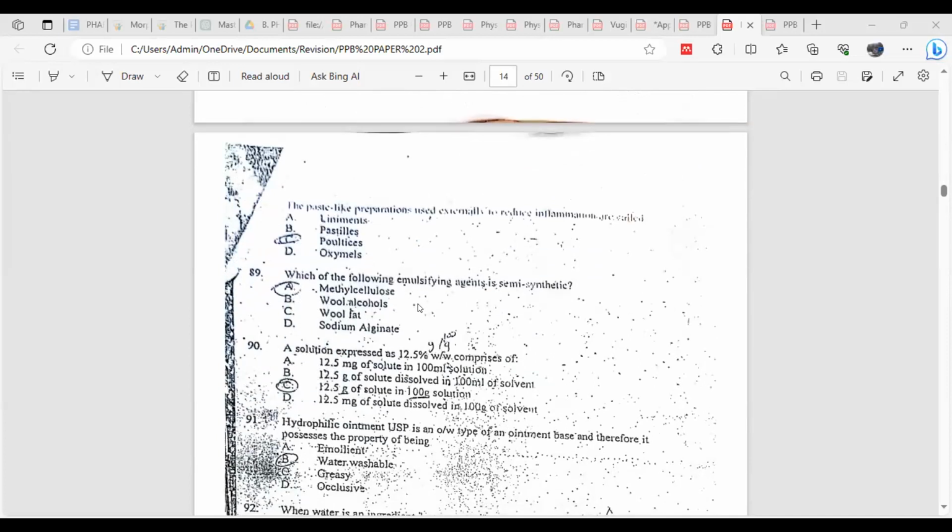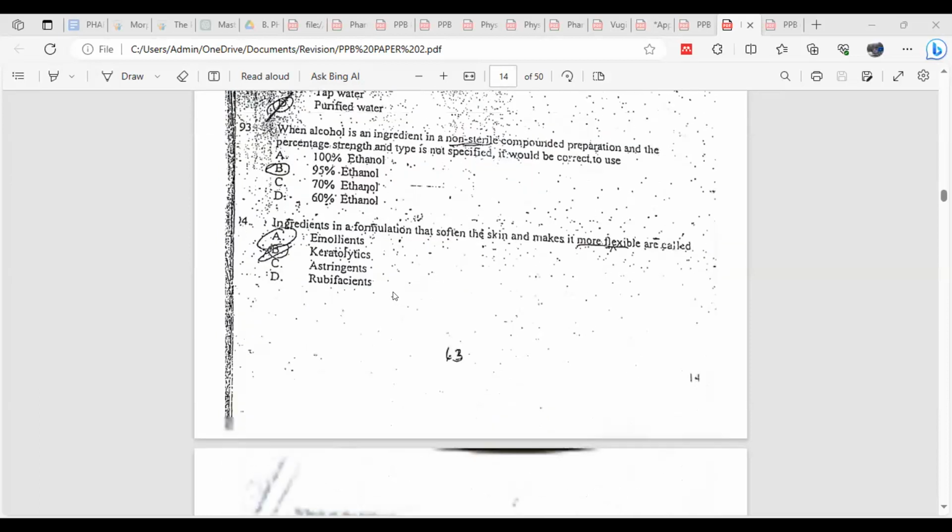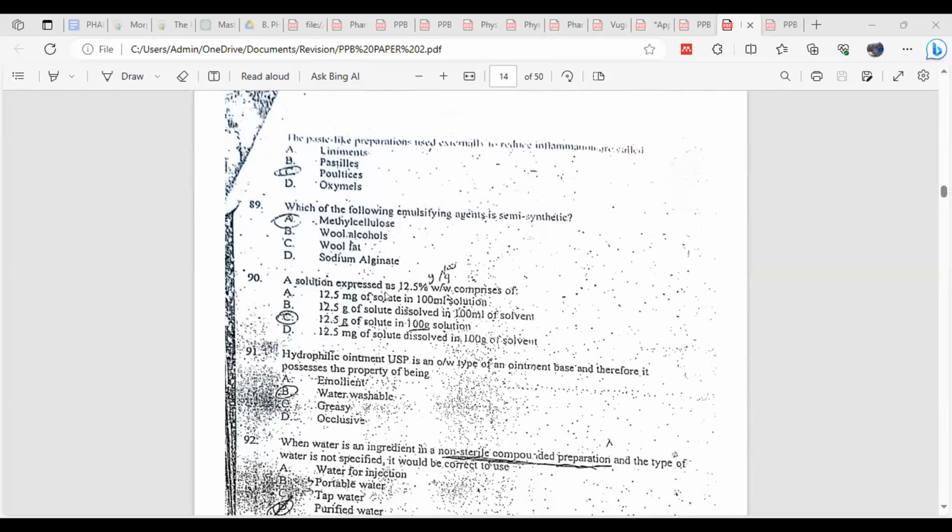The paste-like preparations used externally to reduce inflammation is called poultices. What was that? Poultices. Are you guys tired? There's no energy.